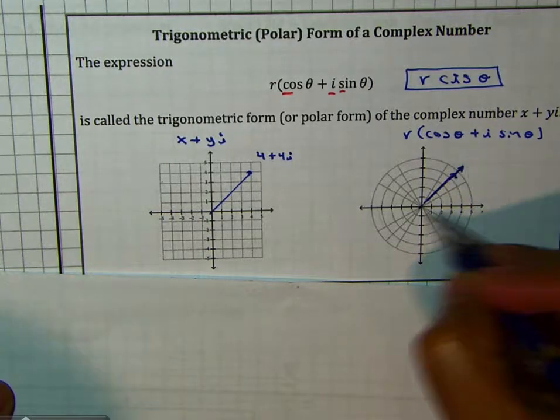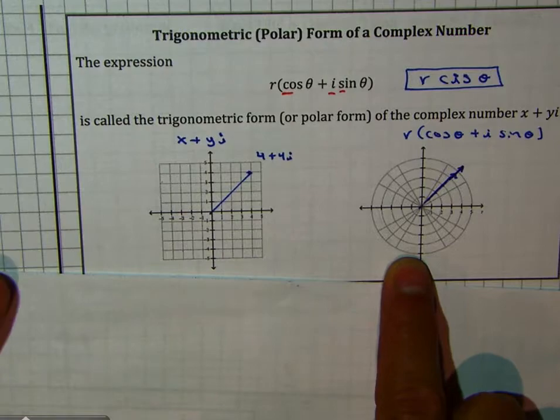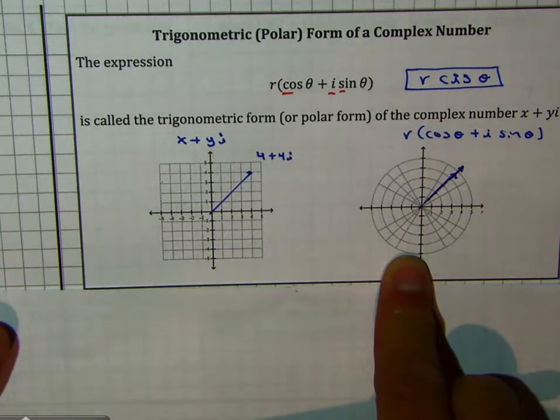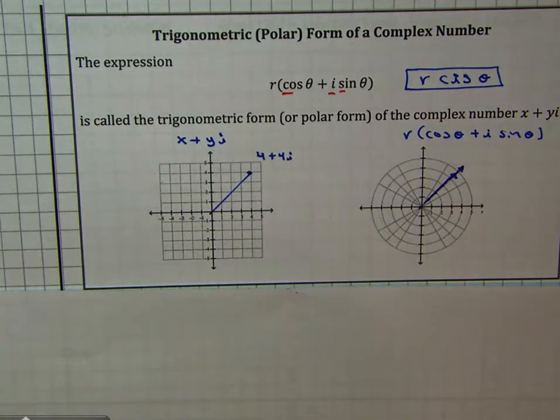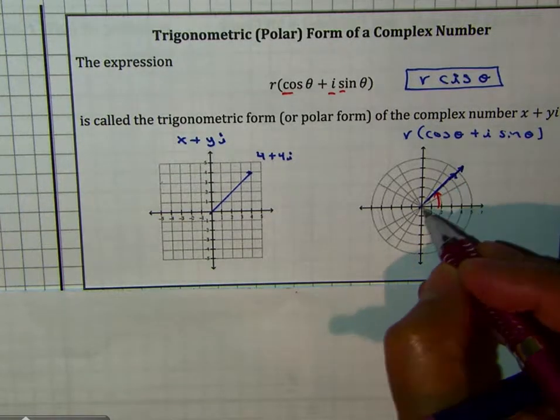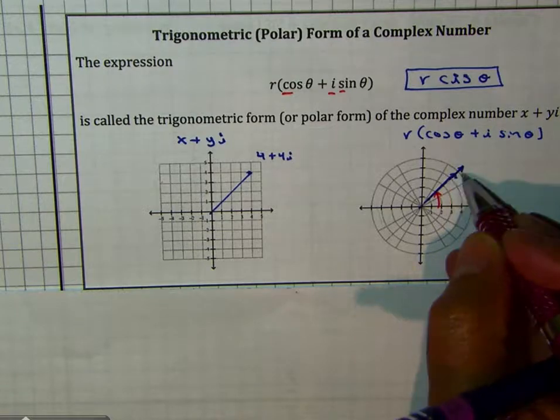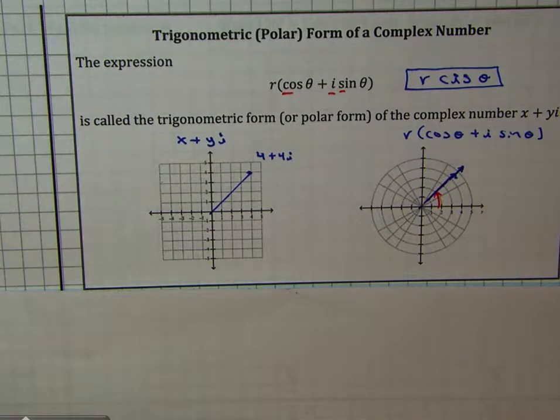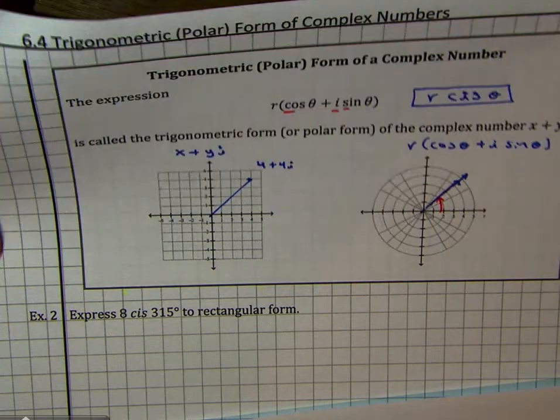And now we're not going to use these polar graphs yet. I kind of want to start introducing it as we go through the process, so you know that it's the same 45 degree angle, and the length will be square root of 32, which we're going to learn how to find in the next few examples. Example number 2.